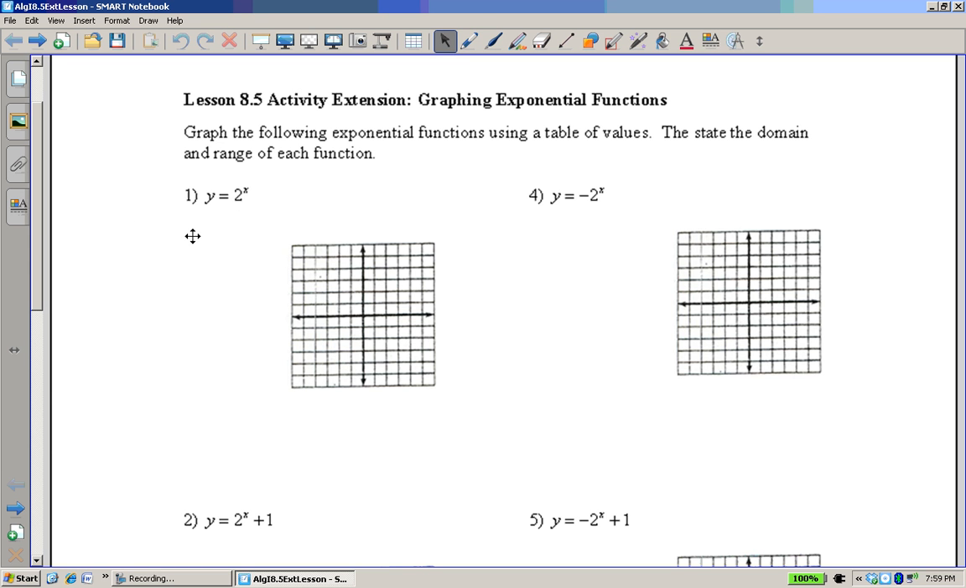Today we're continuing our unit on exponential functions, exponential expressions. Today we're going to be actually graphing these exponential functions, and we're just going to be looking first at a table of values, then we're going to be looking at this family of functions in general and how we can predict how exactly it's going to be lying on the graph.